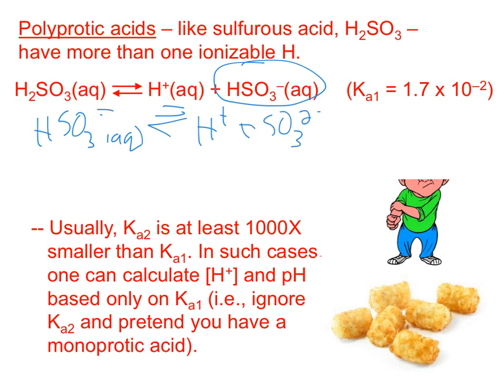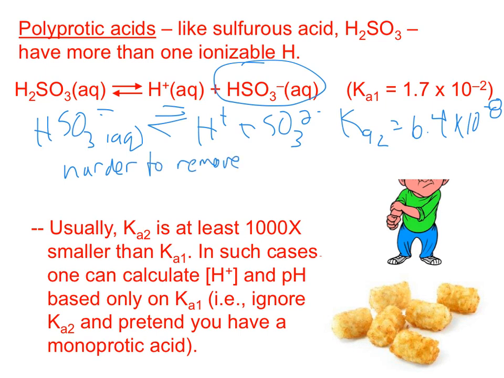Now what happens to my Ka? My Ka2 is going to be 6.4 times 10 to the negative 8th. All right, 6.4 times 10 to the negative 8th. So it's harder to remove additional H pluses.